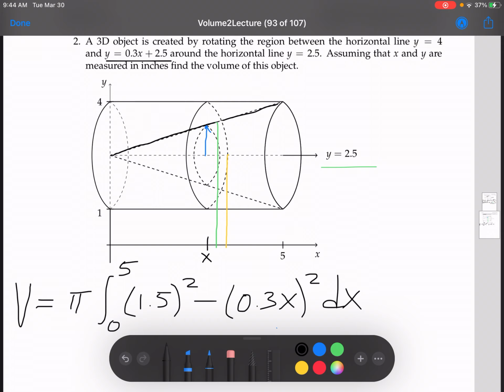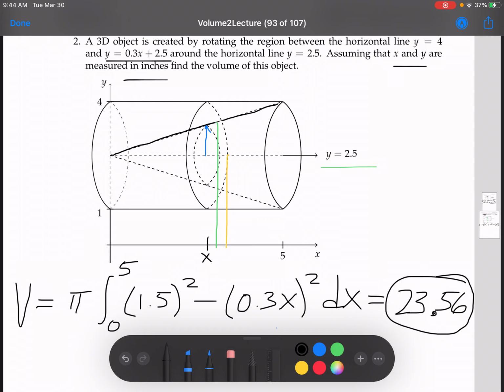Now doing the math here, computing this integral, we get 23.56. Notice that we're assuming that x and y are measured in inches, so our units would be inches cubed.